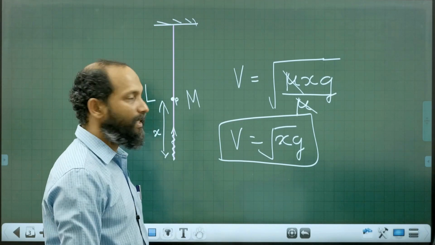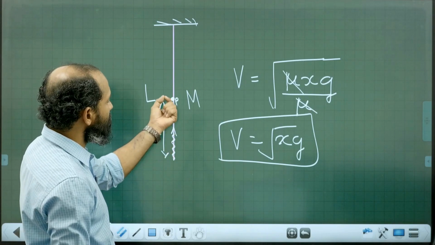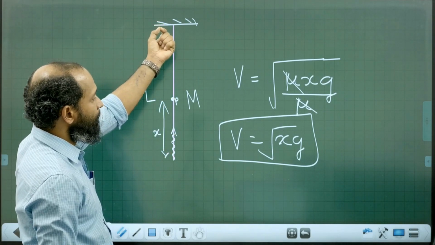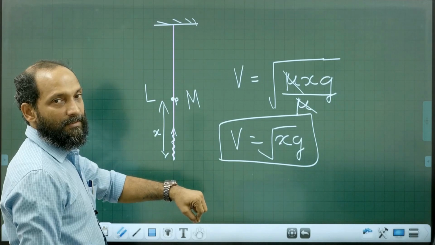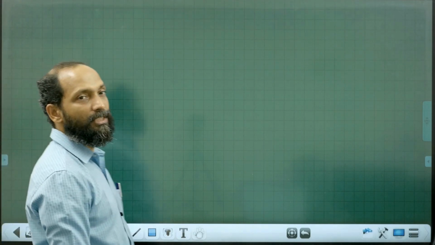But still, frequency does not change. So as the pulse is moving upward, its velocity and wavelength both increase, but its frequency does not change.